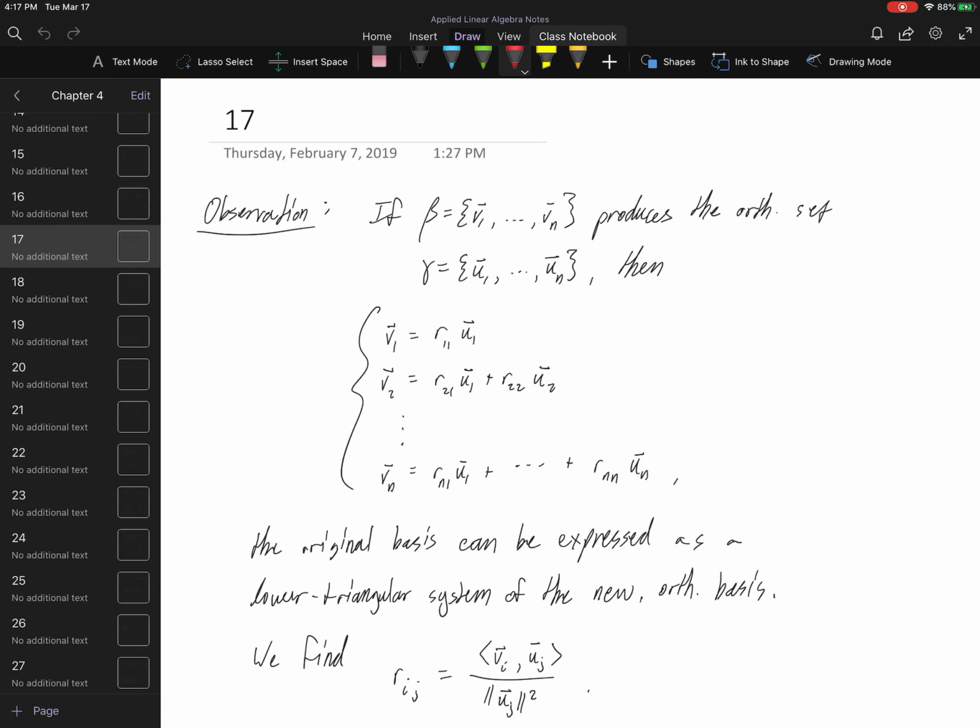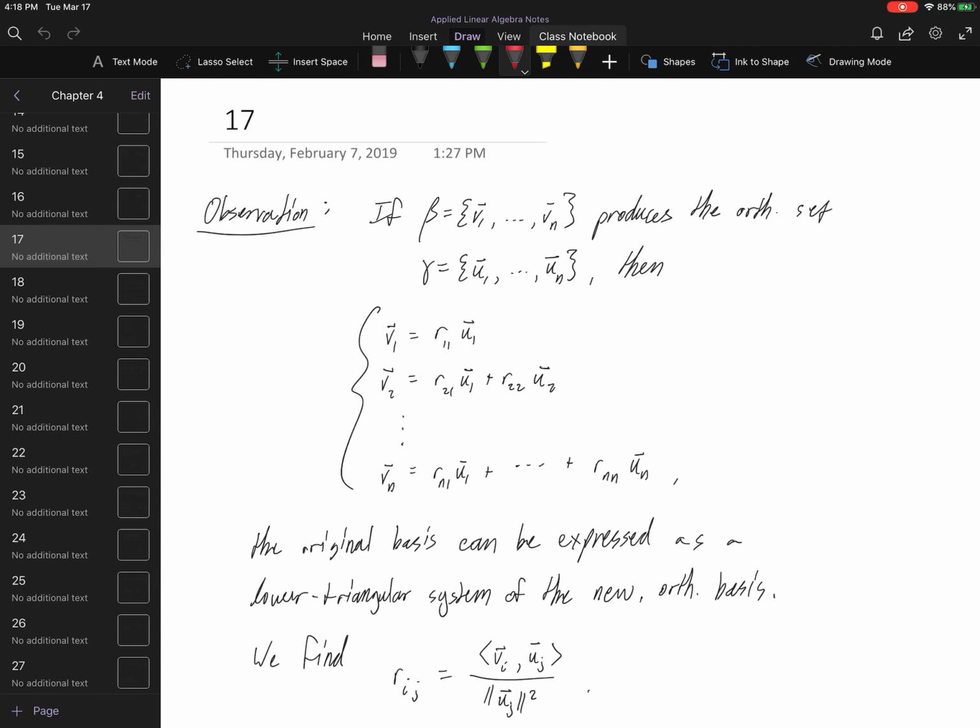So let's see if there is a nifty way to compile the Gram-Schmidt process into one, shall we say, organizational system. And in this case, we're actually going to wind up with a factorization of a matrix, right? So let's see how that might actually happen.